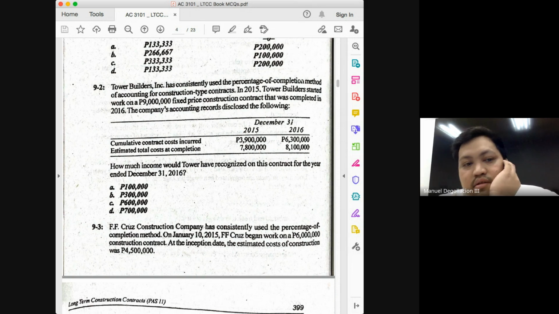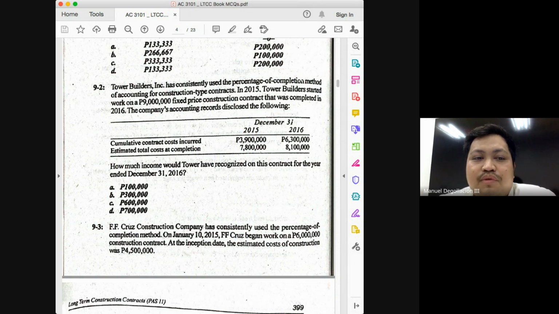So do we have the two things we need to solve for the percentage of completion? Yes. So how do we solve for percentage of completion? Cost incurred to date divided by cost at completion. How much is our cost incurred to date? 3,900,000. How much is our cost at completion? 7,800,000. So 3,900,000 divided by 7,800,000, that will give you 50%.